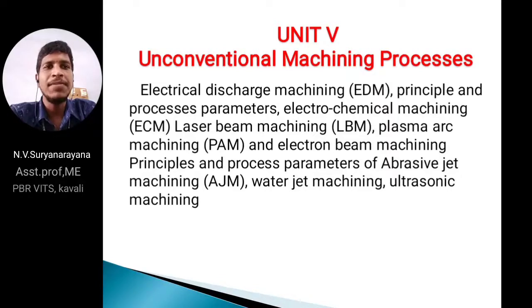What is the difference between conventional and unconventional machining? In conventional machining we are using equipment like milling and shaping, which use single point tools. In unconventional machining we are using lasers. Another name for conventional is traditional machining. Another name for unconventional is non-traditional machining.